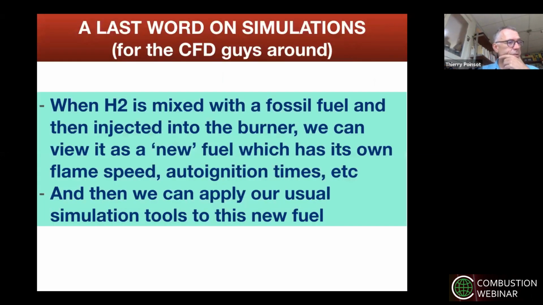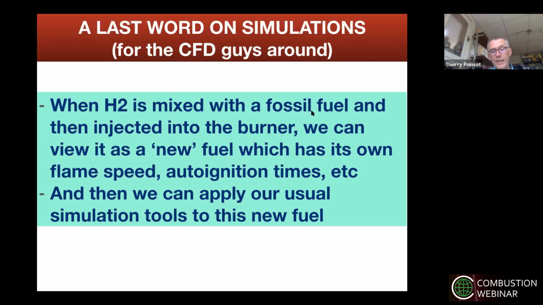I want to finish now by mentioning something. I know that many of you, especially the young guys, are doing CFD. And of course, the point which comes out right away is, can we compute these flames here? Now, what you need to realize is that when H2 is mixed, for example, with methane, and after that you inject it into the burner, you can view the mixing of the two gases as a new gas, which has its own flame speed, its own autoignition terms, etc. And then you can apply your usual tools to this new fuel.